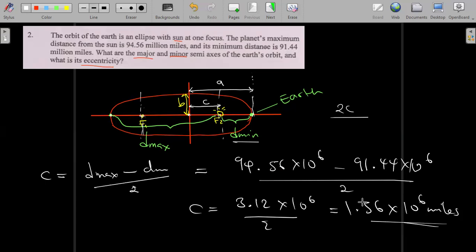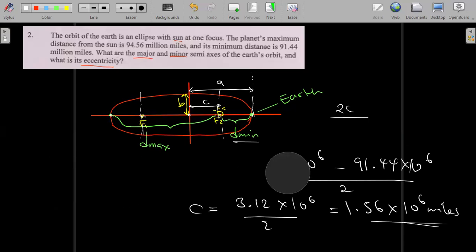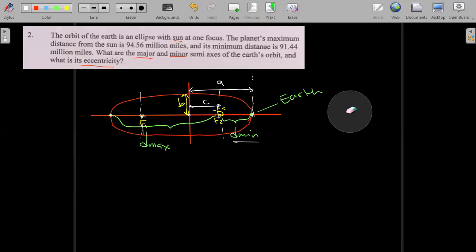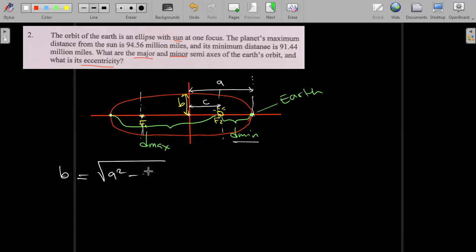Now, after finding our distance C, we can now find our B value, which is going to be the minor semi-axis. So how do we do that? Because this is an ellipse, and it sits on the x-axis, we can say that our B is just equal to the root of A squared minus C squared. So now, since we already have A and we have C, we can just replace this in our formula since we found that.